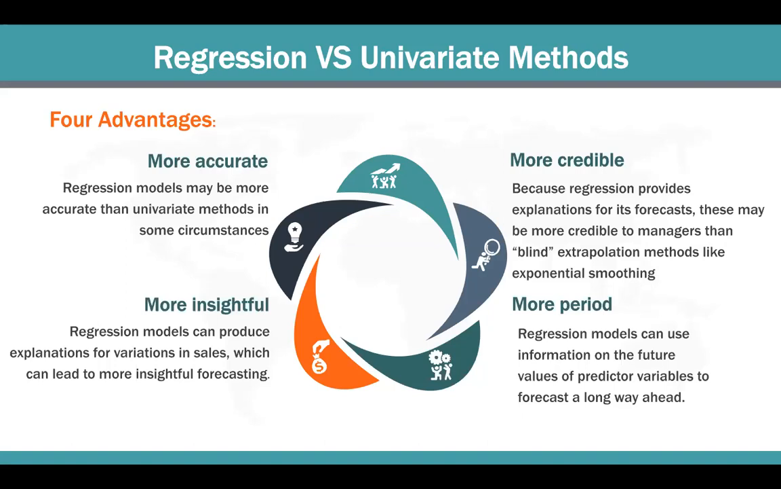It is also more credible because regression provides an explanation for its forecast. So this may be more credible to managers than blind methods like exponential smoothing, because we can see what these x variables contribute to the y variable. With exponential smoothing, we just cannot give a specific explanation about why we got these forecasting results.